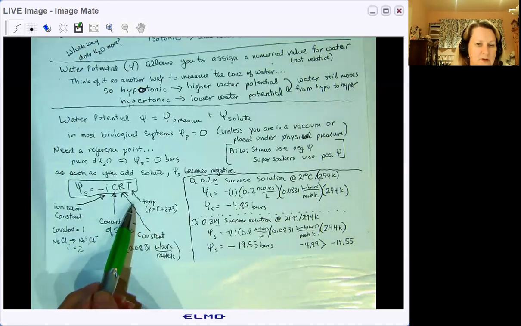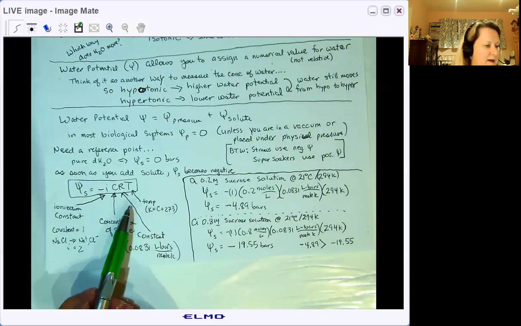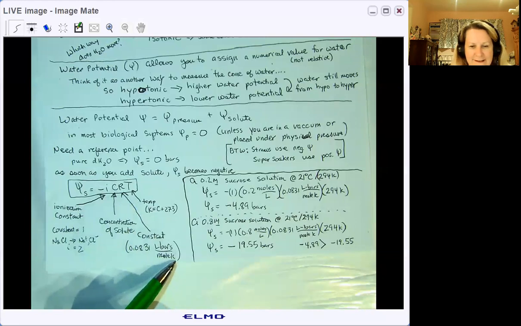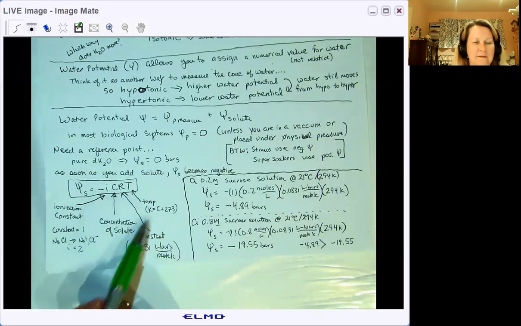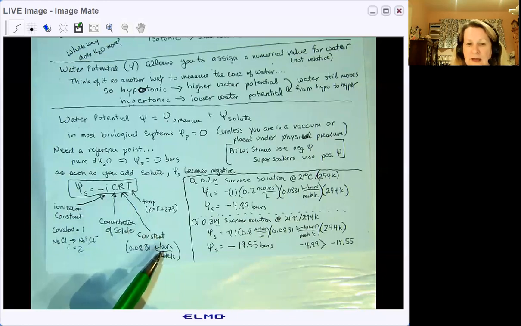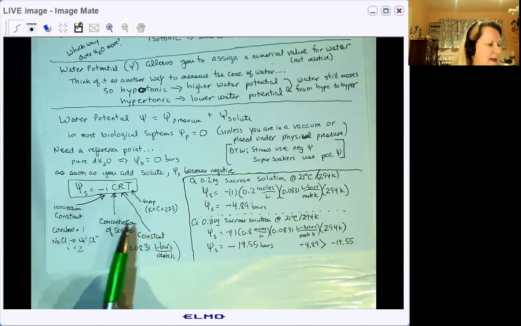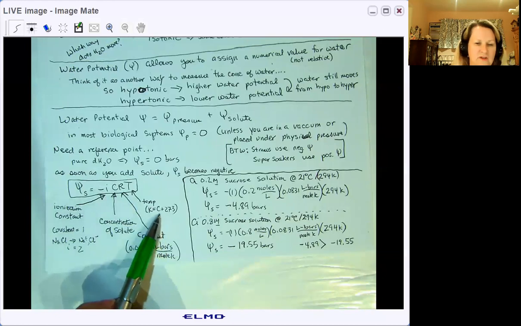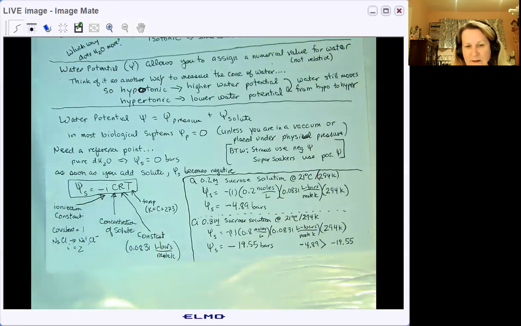And T is temperature, and you need to use temperature in Kelvin for 2 reasons. One, because you want the units to cancel out in your constant for R, which also has Kelvin. And 2, Kelvin is an absolute temperature scale. You have no negative numbers. And to get Kelvin, if you're not familiar, it's just degrees Celsius plus 273, and that gives you Kelvin.